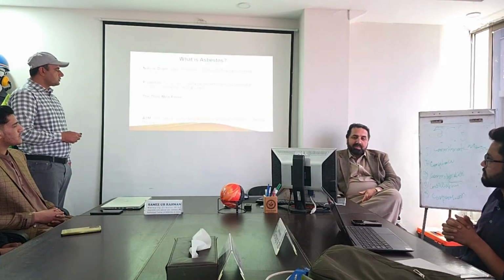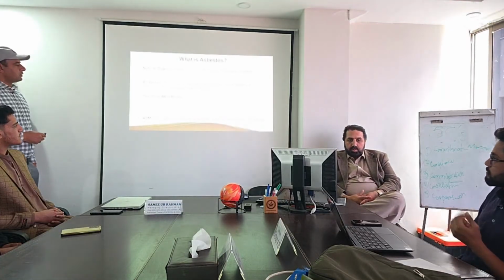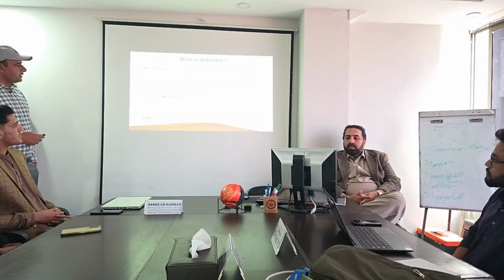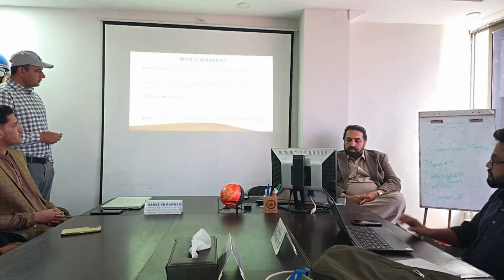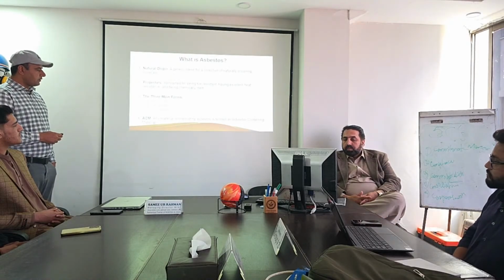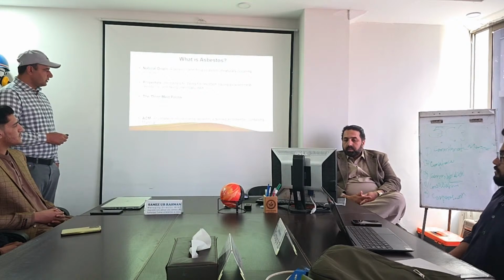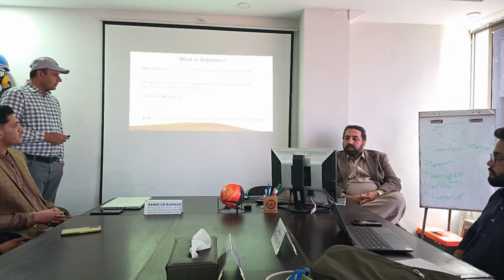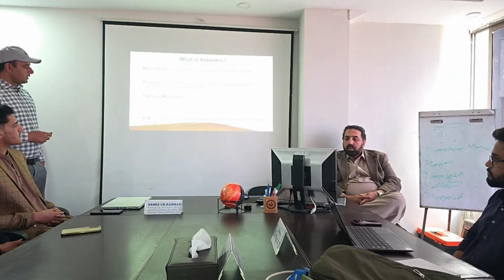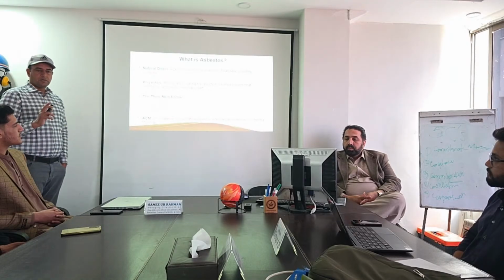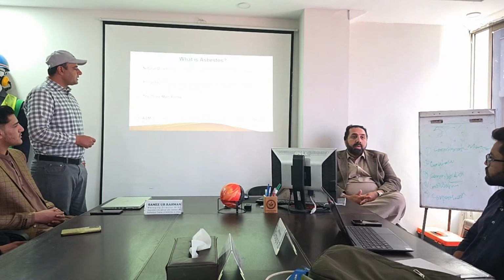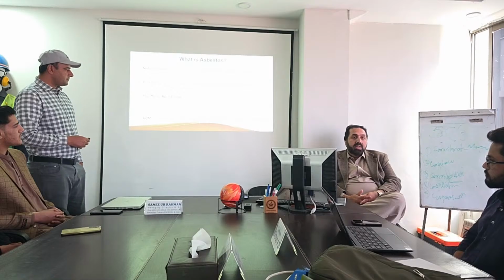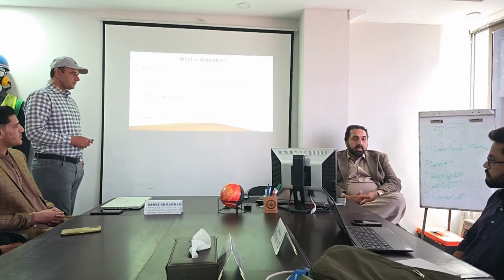There are three forms of asbestos. First one is blue, that is called crocidolite, and second one is brown, amosite, and third is white, which is called chrysotile. ACM is a term which we will use in the next slide. ACM means asbestos containing material. What does it call?